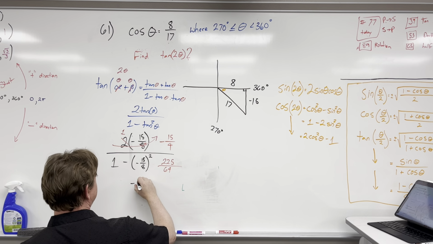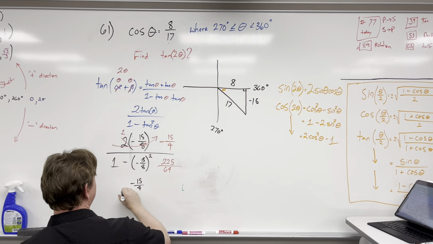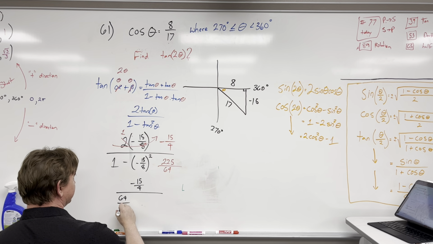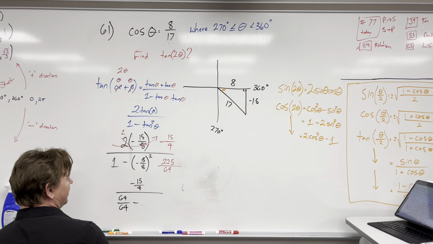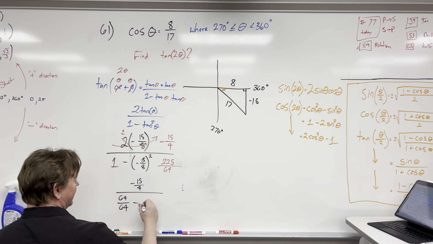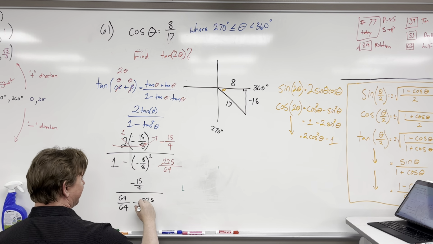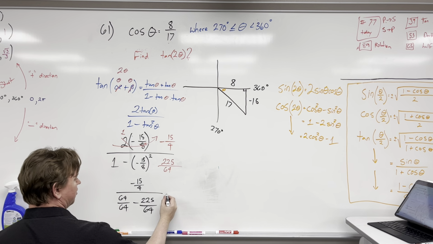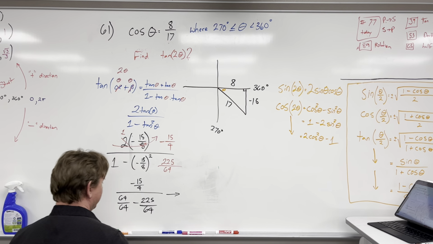So we have a negative 15 over 4 over, and that 1, I'm just going to go ahead and change it to 64 over 64. That's just that easy fix, because anything over itself is 1, and we know that we have this 225 over 64, right? Okay, so now we're going to clean that up.